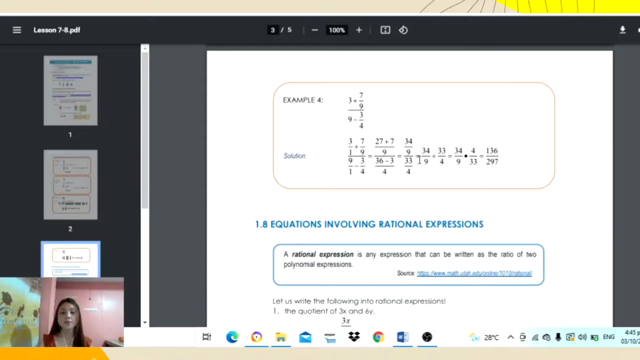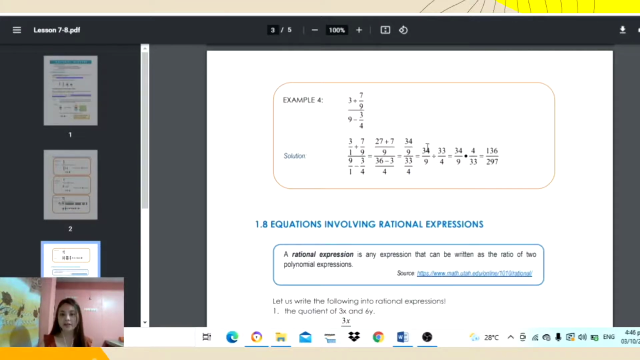which is just equal to 33 over 4. Now we already have this complex fraction, and converting that to a simple fraction, that's just equal to 34 over 9 divided by 33 over 4. Now, in order for us to divide fractions, again, we'll have to get the reciprocal of the divisor and then multiply it to the dividend.